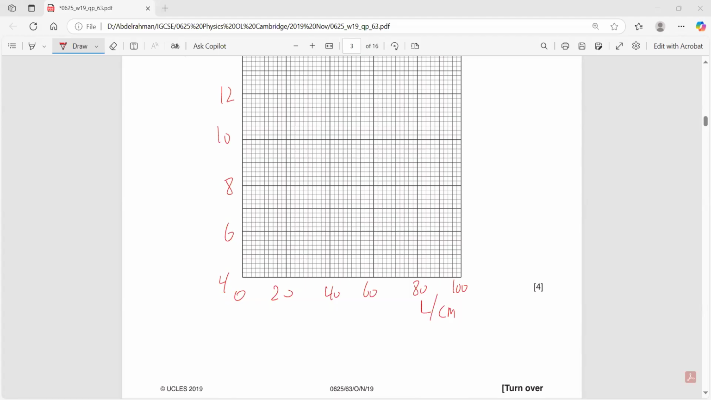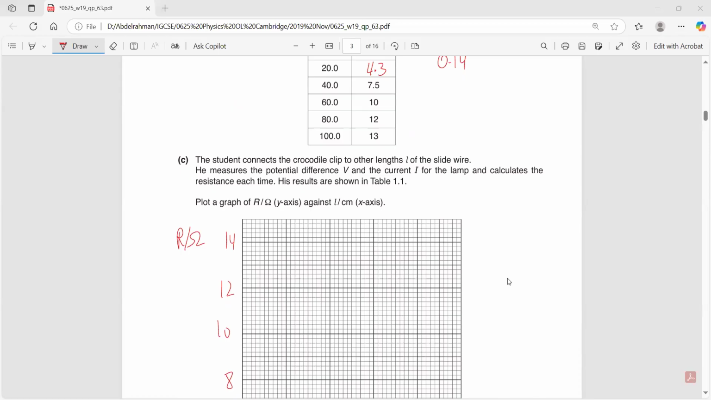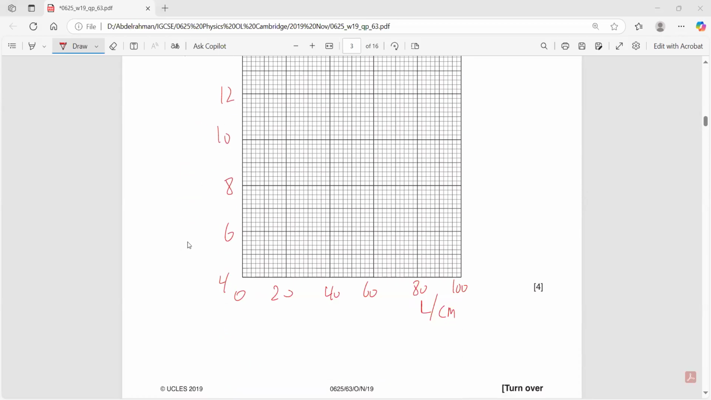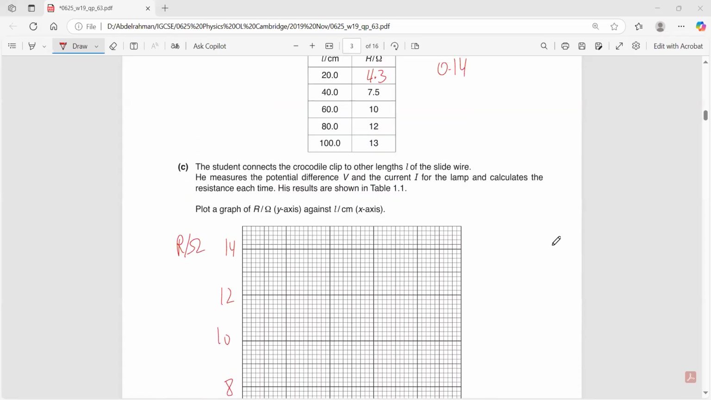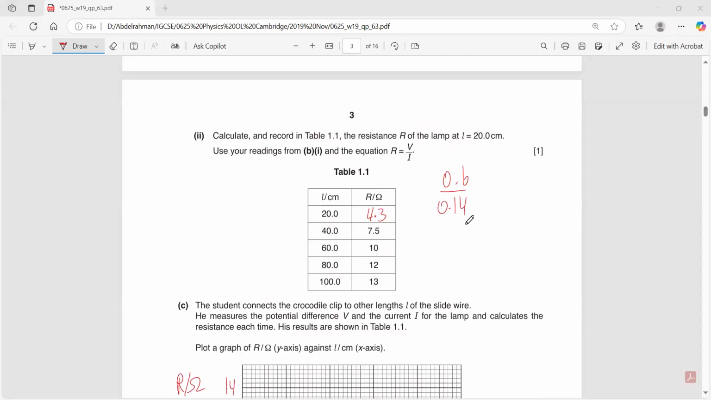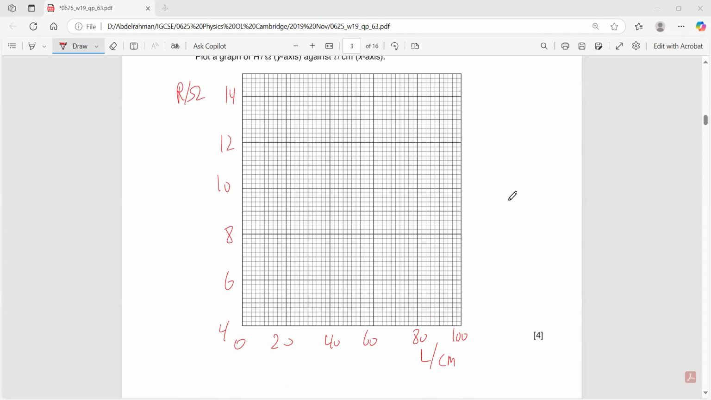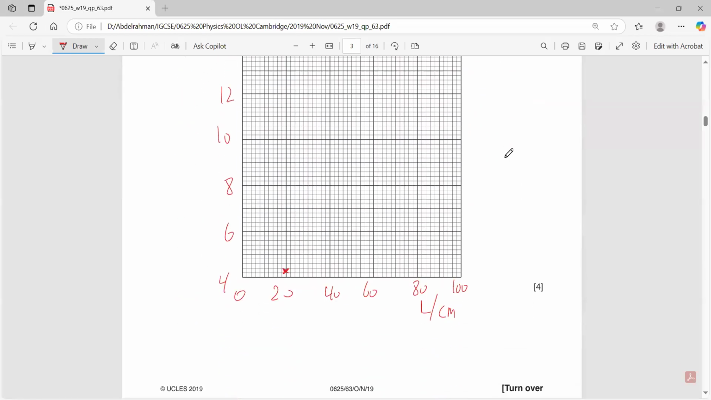Now, can I plot the points? Yes, 20 and 4.3. How did I get 4.3? 0.6 divided by 0.14. Where is 4.3? So this is 5. 4.3 would be a square and a half above 4. Right over here. And then 40 with 7.5.